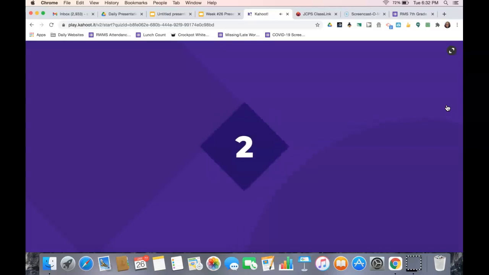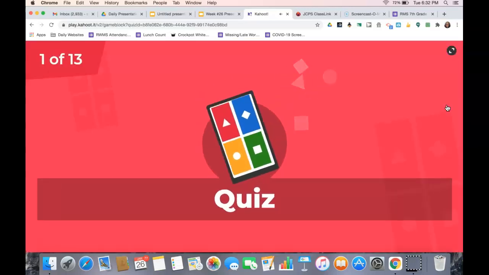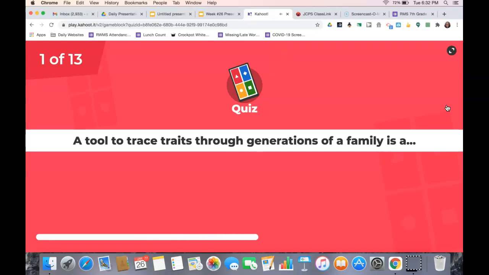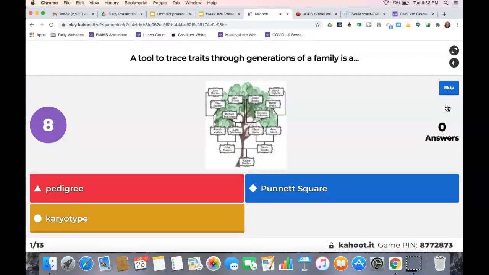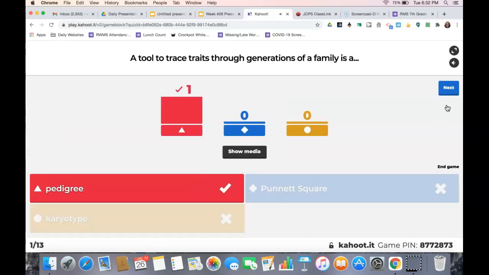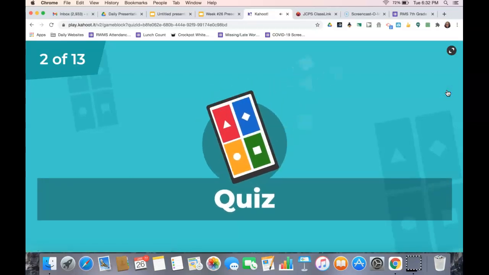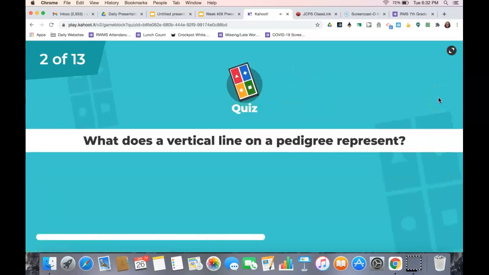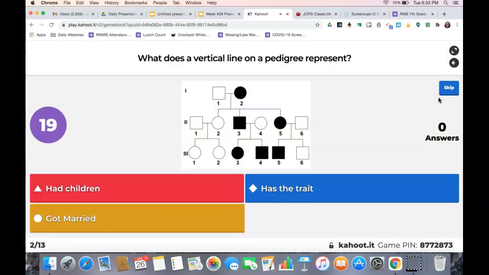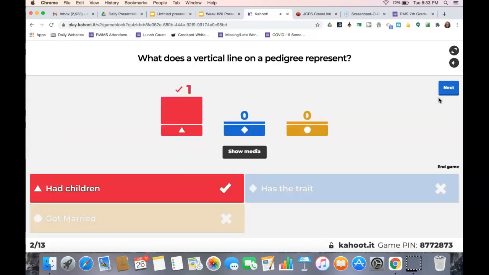So first question says, a tool to trace traits through generations of a family. That is going to be a pedigree chart. Okay, pedigree charts are used to track a specific trait through generations. Next question, what does a vertical, so an up and down line, mean? A vertical line means that they had children. Okay, so the horizontal line means that they were married, and the vertical up and down line means that they had children.